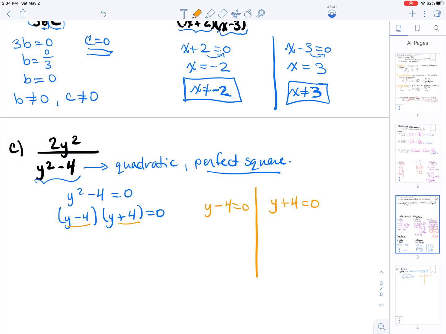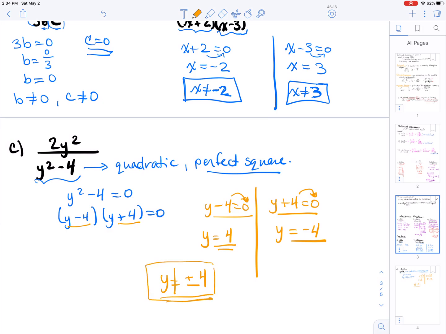So solving for y in y minus 4 equals 0, I have y equals positive 4, bringing my negative over. That's one value, so y cannot equal positive 4. And let's look at the second one, y plus 4 equals 0. Again, moving my positive 4 over to the right side of the equal sign, I have y equals negative 4. So y cannot equal positive 4, and y cannot equal negative 4. And this is a way to write it when you have the same number that your variable cannot equal.